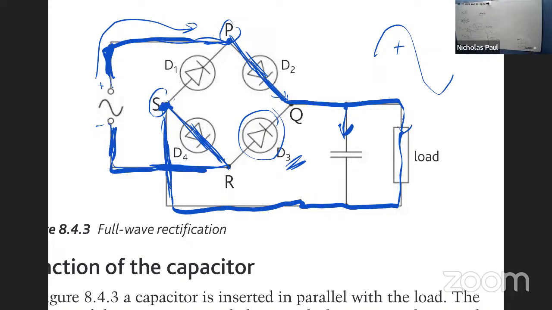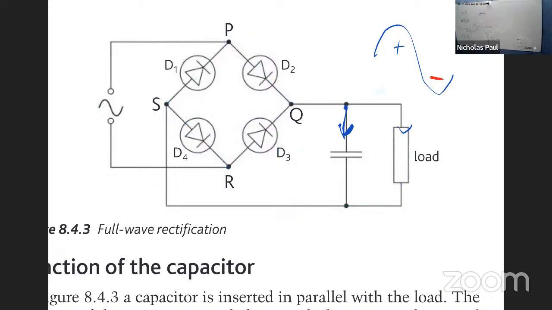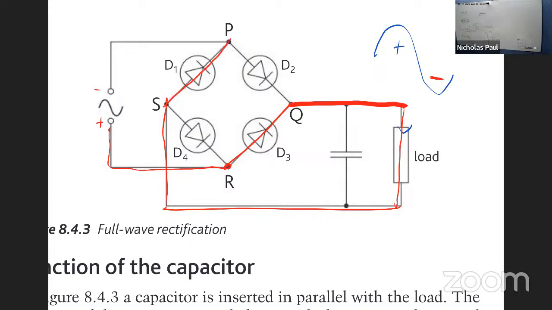But during the negative cycle, watch what will happen. Here will become positive and here will become negative now. So the current will flow here. When it reaches here, it will go through D3, come down here. It will not go to D4, it will go to D1 and come back up here. So it will follow that red path, which means it will conduct in the same direction. You recognize that? It's going across the same direction across the load.